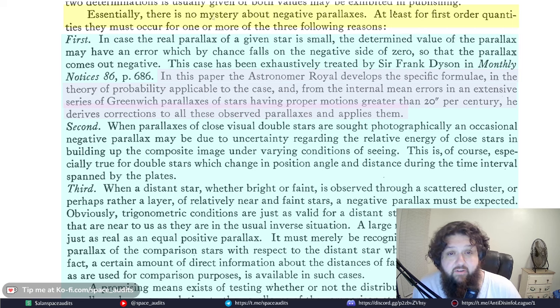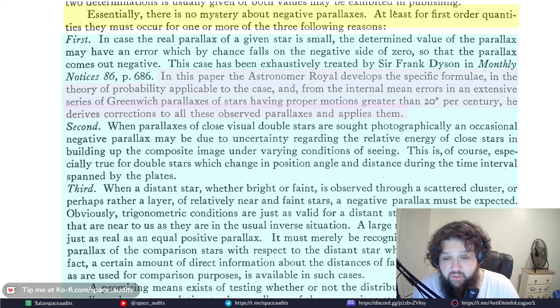Essentially, there is no mystery about negative parallaxes. At least for the first order quantities, they must occur for one or more of the three following reasons. First, in the case where the real parallax of a given star is small, the determined value of the parallax may have an error which falls by chance on the negative side of zero, so that the parallax comes out negative. This case has been exhaustively treated by Sir Frank Dyson, Watson of the Monthly Notices 86, page 686.